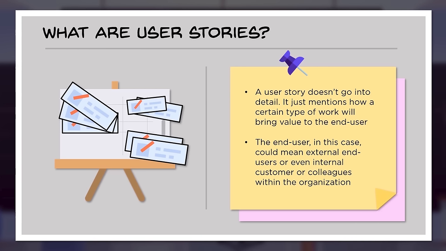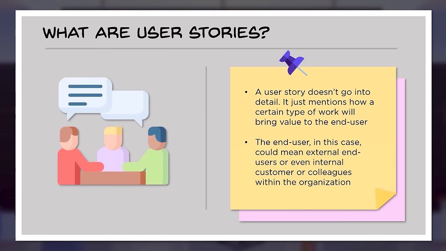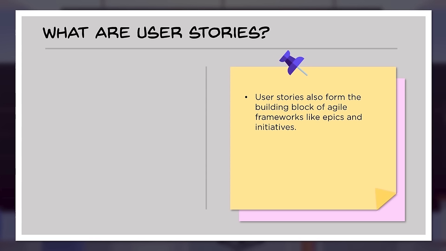In each of these roles' perspectives, this particular product should provide the interface, and there should be a transaction from their perspective, which is very important. The user story should explain this very briefly so that it helps in visualizing what kind of interface has to be provided and why this particular role would use it. That is very important. User stories also form the building blocks of agile frameworks like epics and initiatives. So what are epics? What are initiatives? Let us look at it.